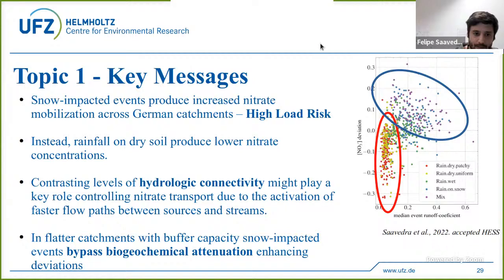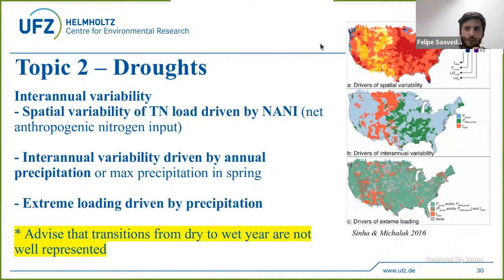So the second topic, if there's no question of clarity, Nico, I can continue. Okay. So I will continue now with the second topic that I'm working is about droughts, hydrological droughts. But first, to understand this, I put this slide about what has been done in terms of exploring the interannual variability of nitrate. This is a study of US, of Sinha and Michalak, 2016.